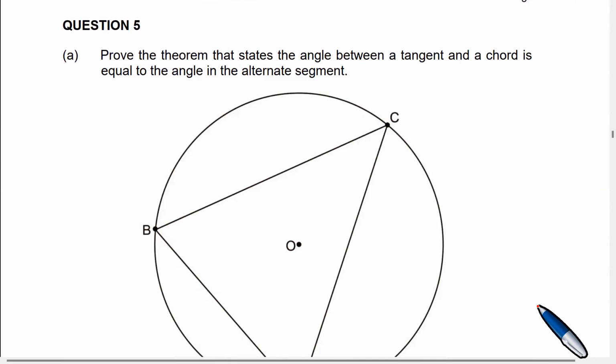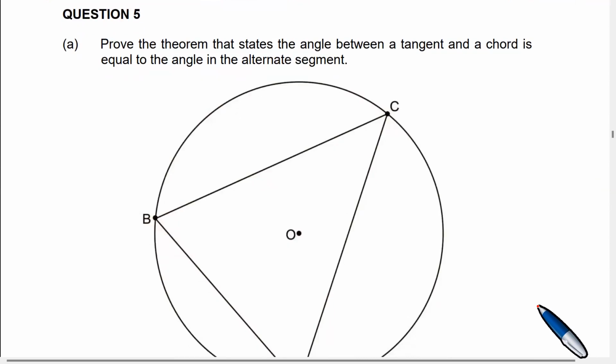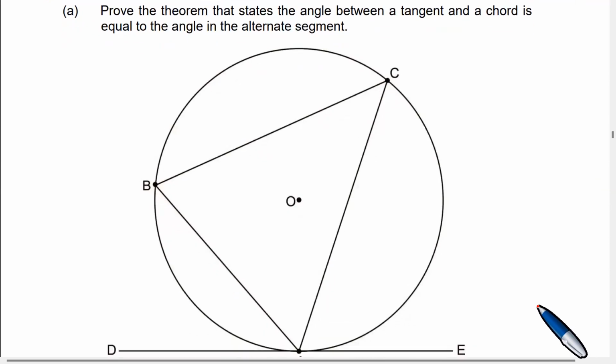Okay, here's a question on circle geometry. Prove the theorem that states that the angle between a tangent and a chord is equal to the angle in the alternate segment. Right, just to get the proof of this one. Right, to do the proof of this, you can decide we're going to prove that this one is equal to that one. So we're going to perform a construction.